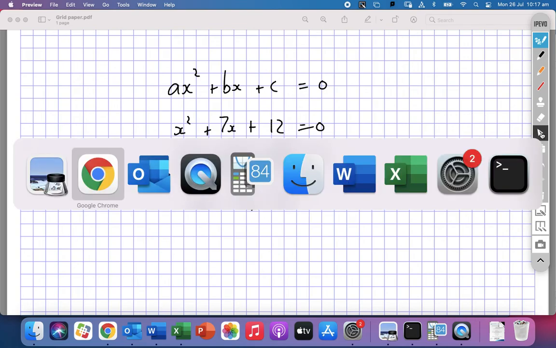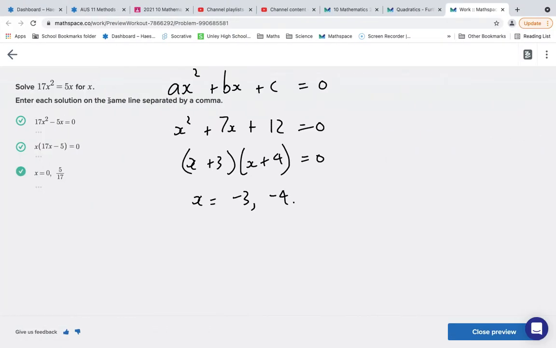Now, interestingly, I could have actually solved that with quadratic formula. I mean, I wouldn't, but once I've got it equal to 0 here, I could have thought of that as having no c term, and I could have put the numbers into quadratic formula, but obviously didn't need to, so yeah. Okay.